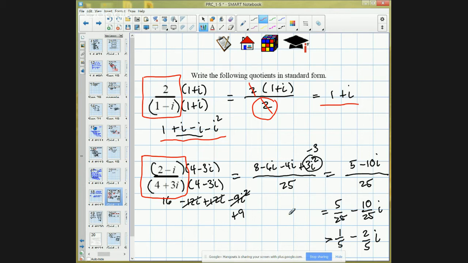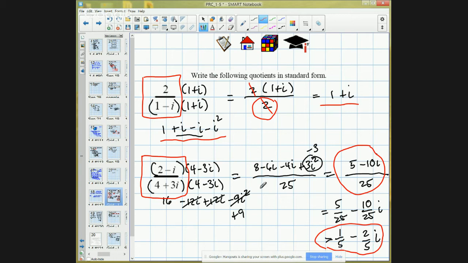That, however, is still not in standard form. Even though this is correct, we don't have a plus bi. So now, notice what I did. I split it with the common denominator. I went backwards, separated it out as two fractions with the same denominator, and then you have fractions that can be simplified. Here is our final a plus bi.